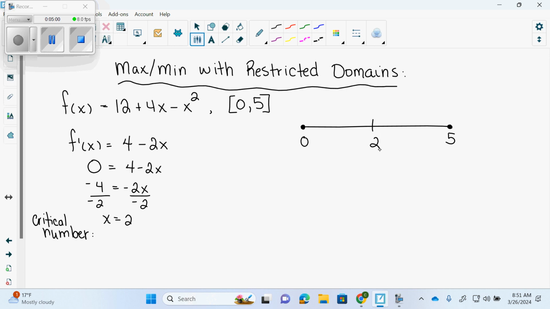All right. We want to check this critical number. What's the fastest way we can check it to see if it's a max or a min? F double prime. So f double prime of 2, correct? So what is f double prime? Negative 2. So f double prime is negative 2. So it is a negative. I don't even have to plug something in because it's just negative 2. So if it's a negative, what is this? This is going to be a maximum.